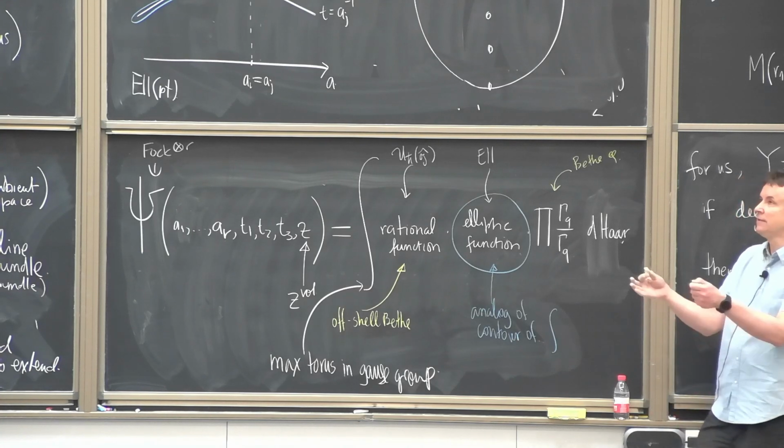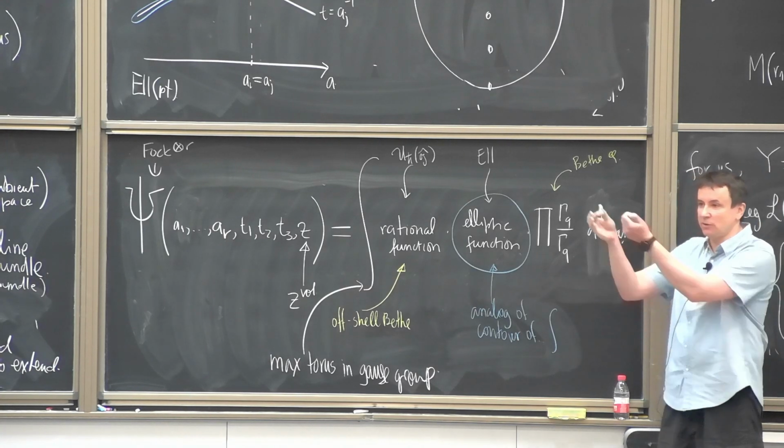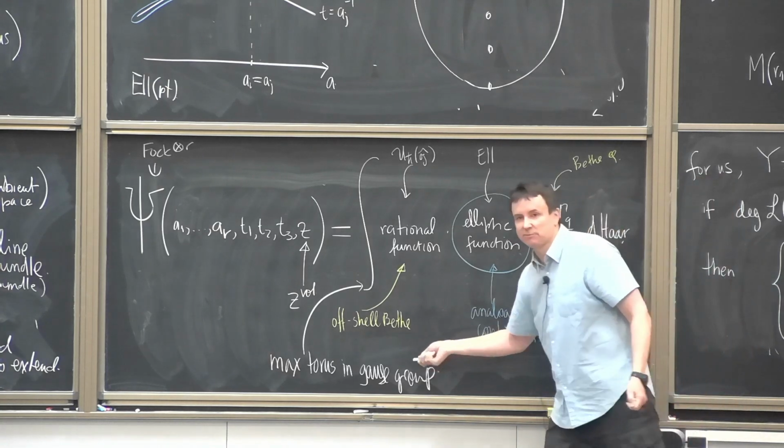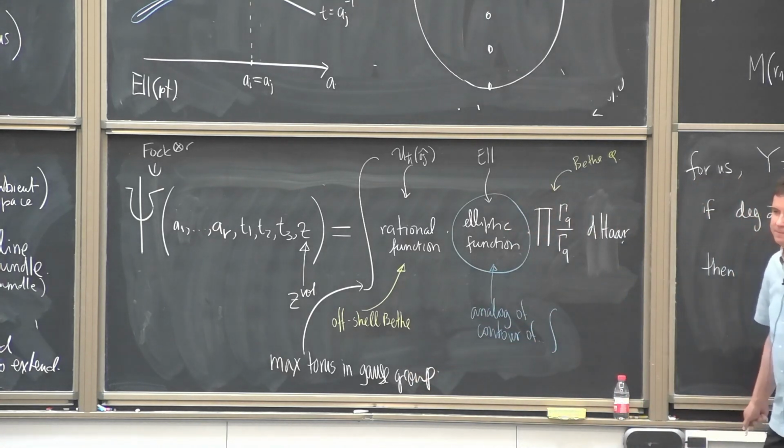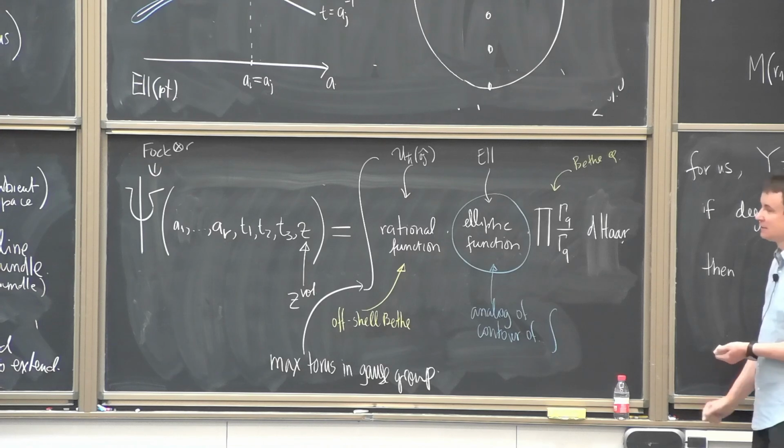You construct these moduli spaces as quotients of something. And so that's the maximal torus there. Similar, yeah.